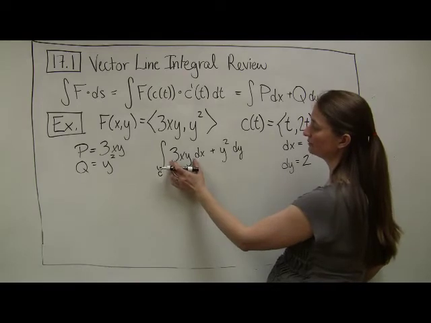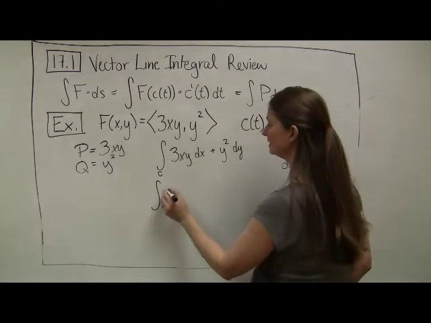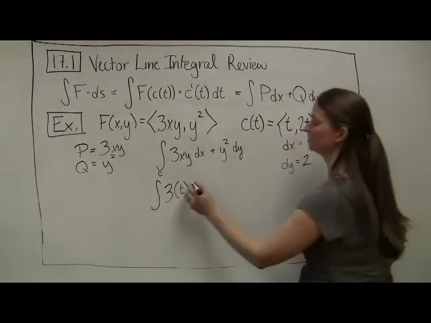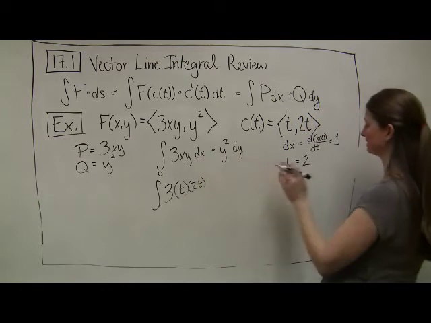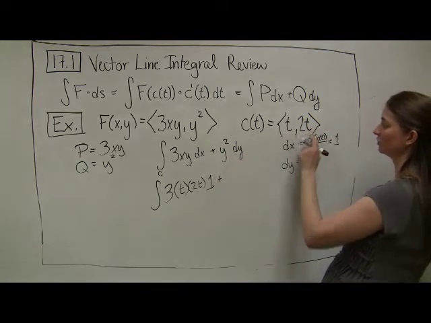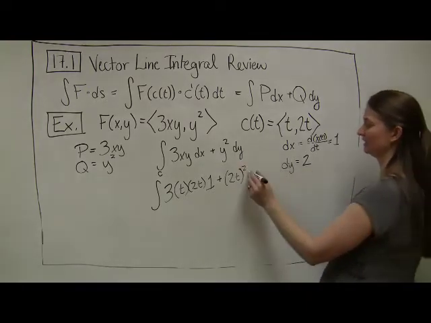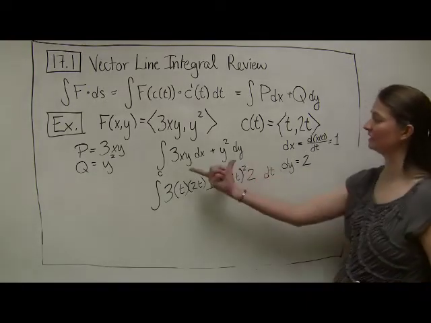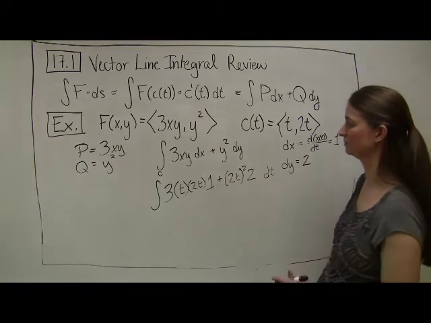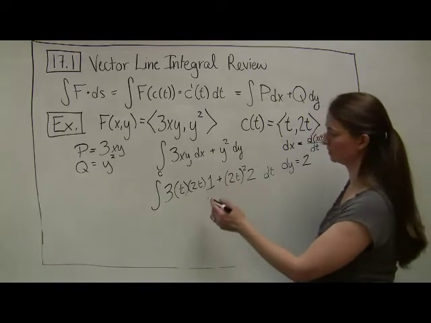Next, I have to evaluate my 3xy at this point c of t. So I'm going to plug in 3 times what is x? x is equal to t. What is y? y is equal to 2t. And what is dx? dx in this case is equal to 1. What is y squared? y squared is 2t all squared, and dy is equal to 2. So I've translated it from this PQ notation to be able to compute this integral. I translate it all in terms of t's. Oh, I didn't give a bound on t. We'll leave it as an indefinite integral, because we aren't actually computing this anyway.